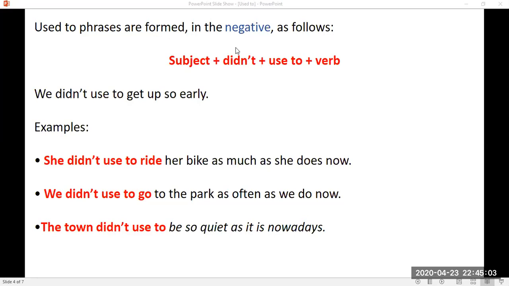Concerning the negative statement, we start with the subject, then didn't, then use to, not used to, because the time reference is here, didn't. We have the time reference here. So subject, didn't, use to, plus infinitive verb, like this one. We didn't used to get up so early. So these speakers nowadays get up early, but in the past, they used to get up late.